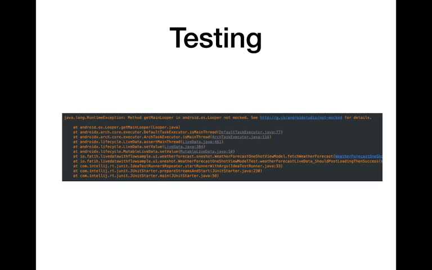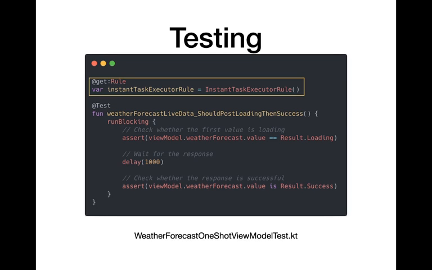I mean, you cannot reach the source code from the unit test, so it will throw a runtime exception. In order to fix that, we have a rule called InstantTaskExecutorRule, which does two things. It will first mock the getMainLooper function, and then it will change all the architectural components from a background thread to a main thread.